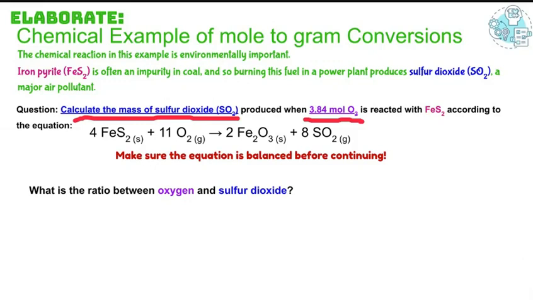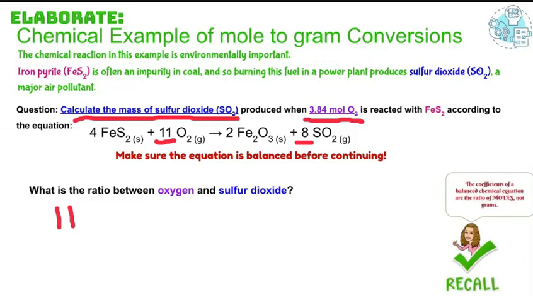Oxygen has a coefficient of 11, and sulfur dioxide has a coefficient of 8. If you remember, the coefficients of a balanced chemical equation are the ratio of moles, not grams. So even though in the end we want to know how many grams of sulfur dioxide we have, we do need to first figure out how many moles, before we can convert to grams of sulfur dioxide.